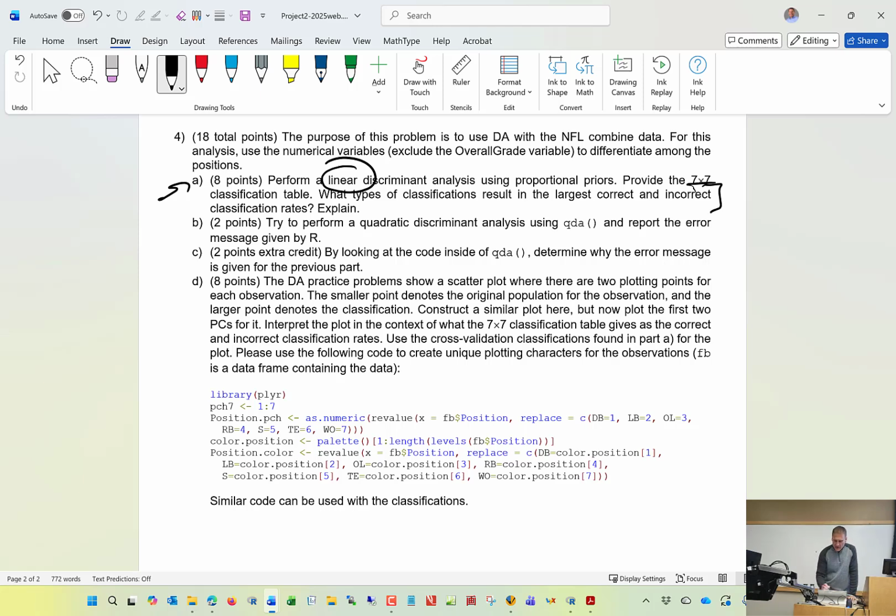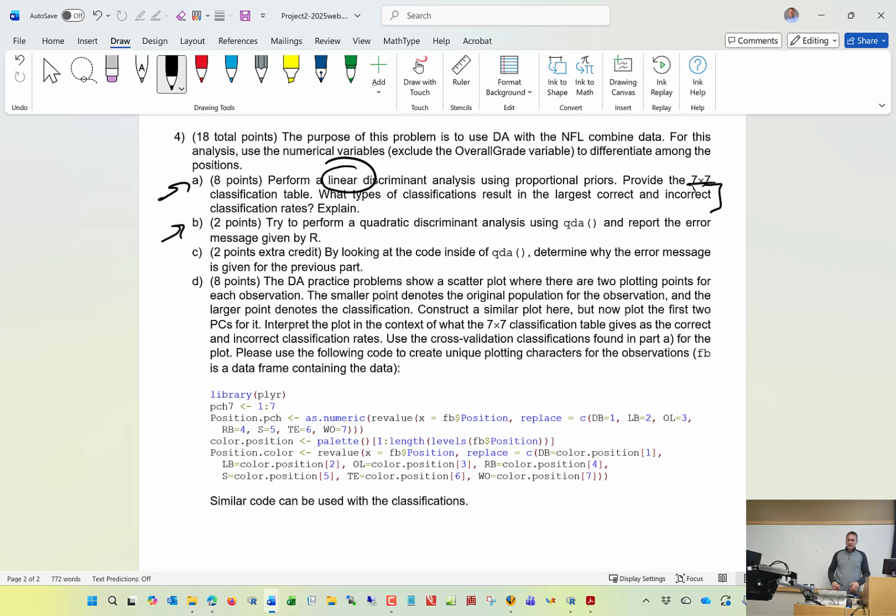Tell me, similar to what we just did, what types of classifications result in the largest correct and incorrect classification rates? Hint, offensive linemen. We do good with those.